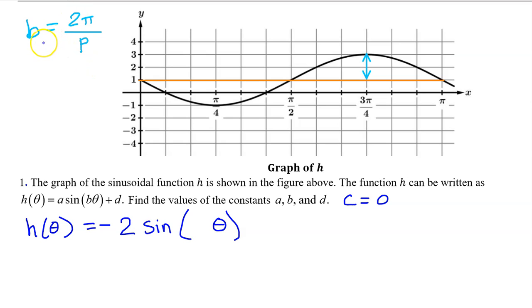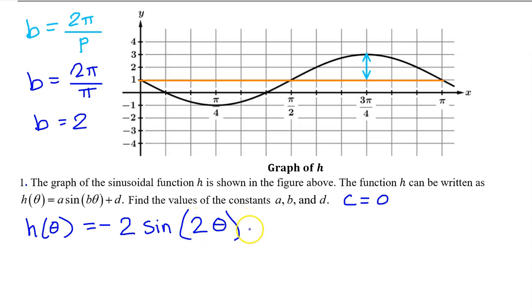We have memorized that the b value is given by 2 pi divided by the period. In this case, the period starts at 0 and ends at pi, so the period is pi. Therefore, the b value will be 2 pi divided by pi. The pi's cancel out, leaving a b value of 2, which goes right here.